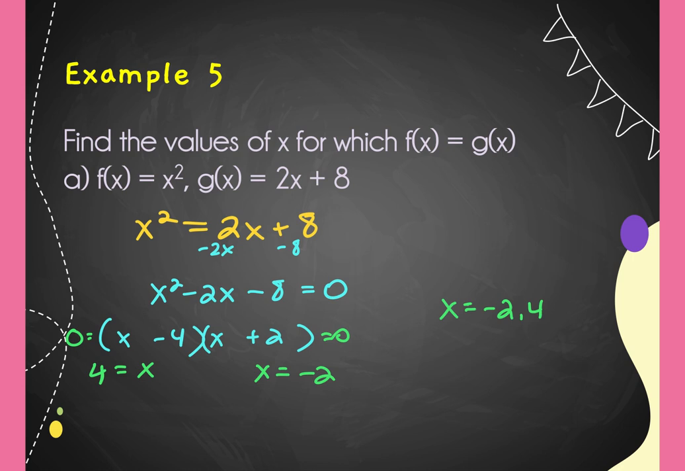To interpret this on a graph, if I graph those two separately, they would intersect at those points. That's where they would be equal to each other.